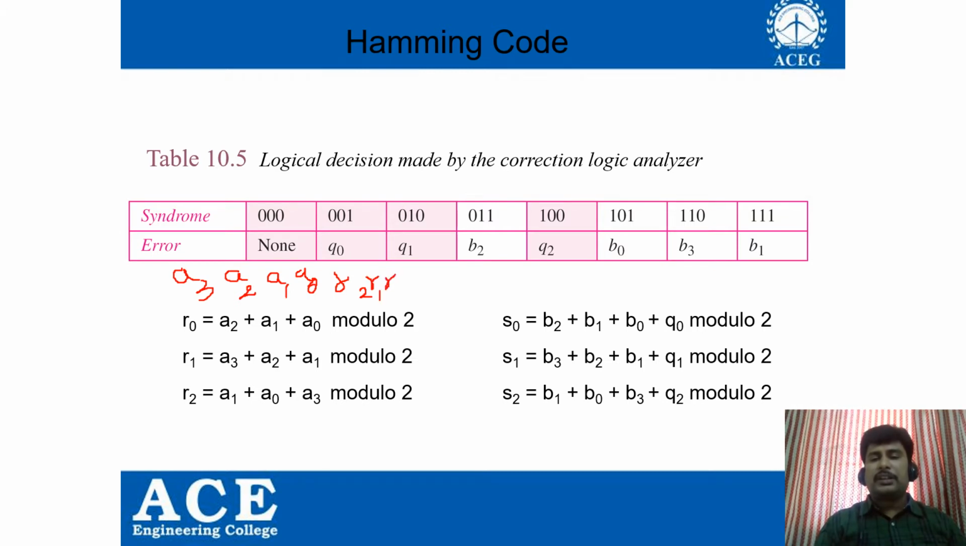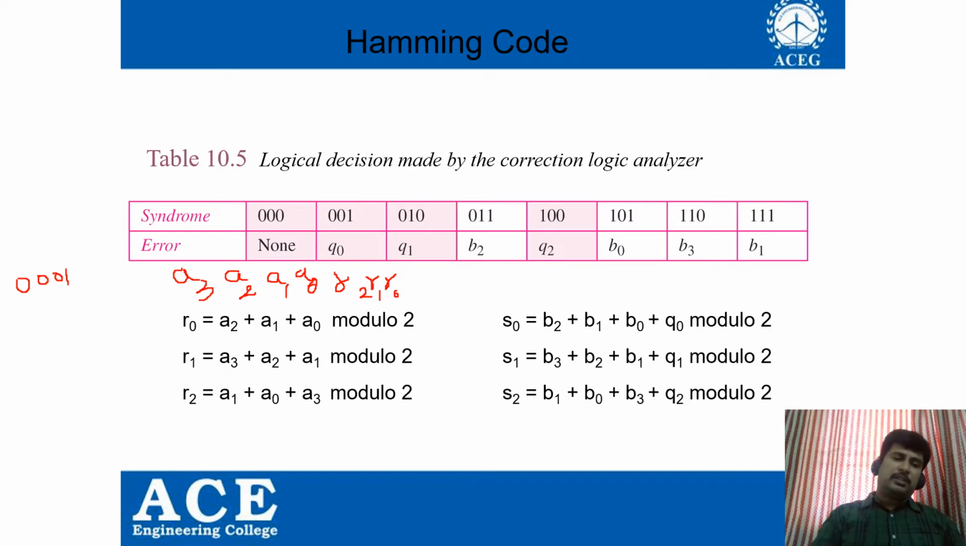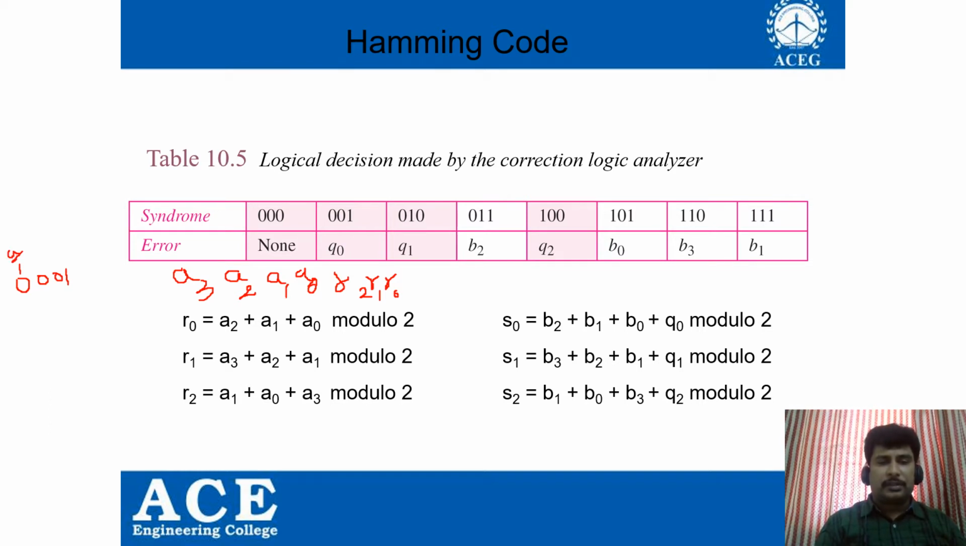So I am taking the data 1, represented in 4 bits, like 1 in 4 bits is represented as 0, 0, 0, 1. So this is my data which I have to transmit. So A3 is 0, A2 is 0, A1 is 0 and A0 is 1.